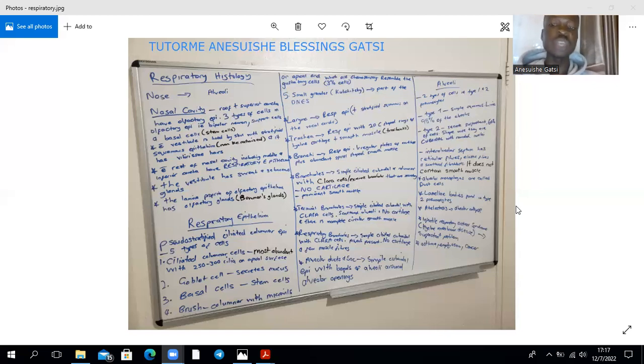Right? You talk about emphysema. Emphysema is a condition where you have permanent enlargement of the air spaces distal to the terminal bronchioles. Right.